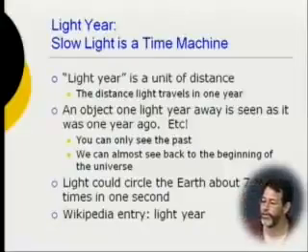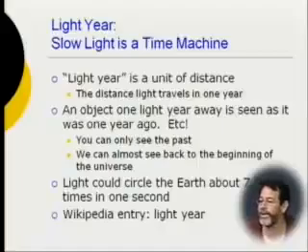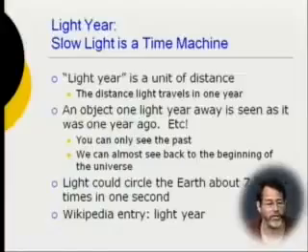So when you look at yourself in the mirror, light bounced off you, took time to bounce off the mirror, and then came to your eye. So you're not seeing yourself in the mirror as you are right then. You see yourself as you were a fraction of a second ago. And as we look at the sun, we don't see the sun as it is right now. We see the sun as it was about 8 minutes ago. And we see the nearest star as it was about a year ago.